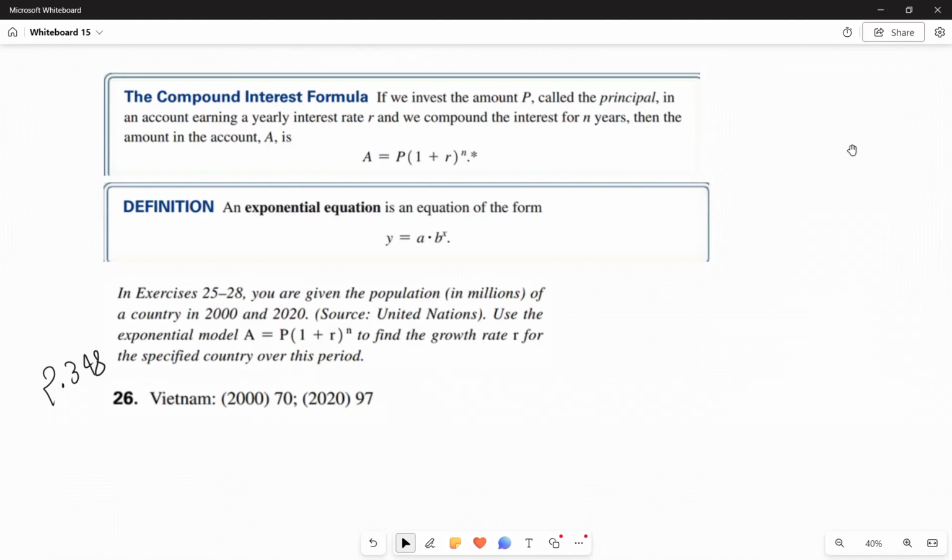So this exercise is number 348. You are given the population in millions of a country in 2000 and 2020. So we are going to use the exponential model to find the growth rate for the specified country over this period. We know the initial population, we know that it takes 20 years, and we know the population after 20 years. So we need to find R.